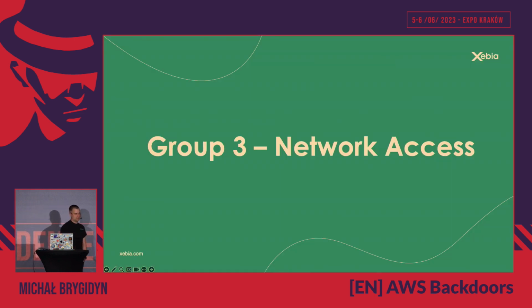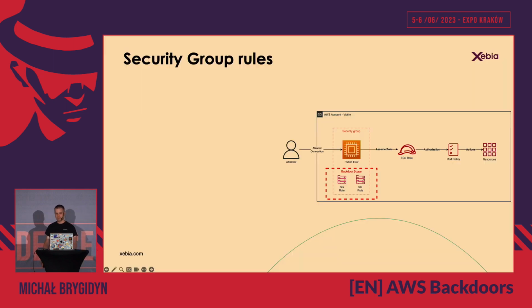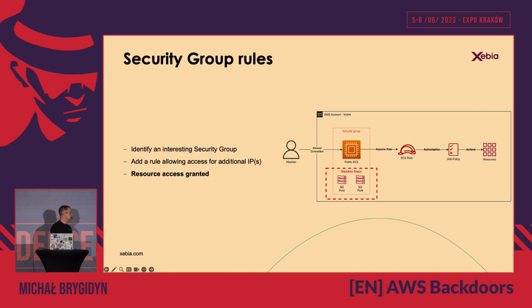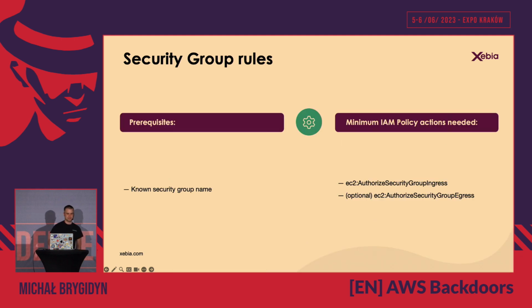Then group 3, network access. This one starts with security groups and just adding a new rule to existing security groups for public resources. So the thing I mentioned earlier: you can have your one layer of protection, a public EC2 and a security group on that EC2, saying that only my office IPs are allowed to access the machine. But it's only one click from anyone accessing it. So I can just add my rule, and then I will access the same resource. So it's not a good idea to run any instances in public subnets.